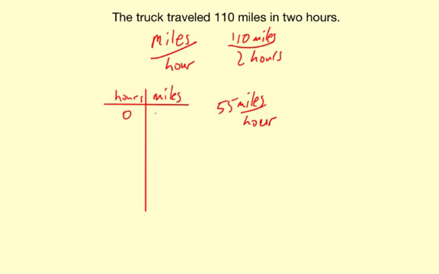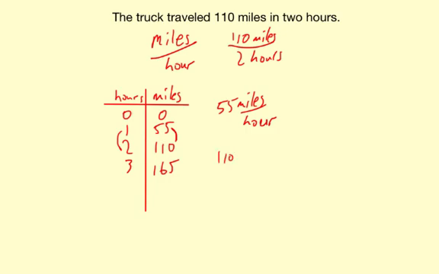So 0 hours is 0 miles. And in 1 hour, based on that rate, it would have been 55 miles. And then 2 hours, it would have been 110 miles. And if the pattern were to continue, in 3 hours, it would be 165 miles. And so my hours here are increasing by 1, and my miles are increasing by the unit rate, 55 miles per hour. Now if I didn't know what the rate was, I could use this table to figure it out.